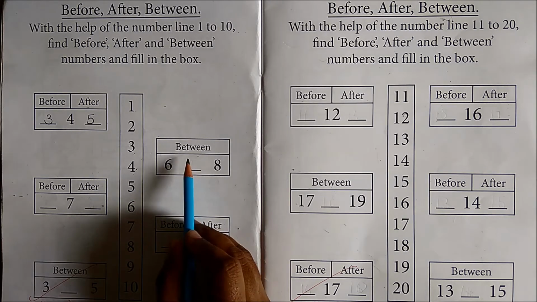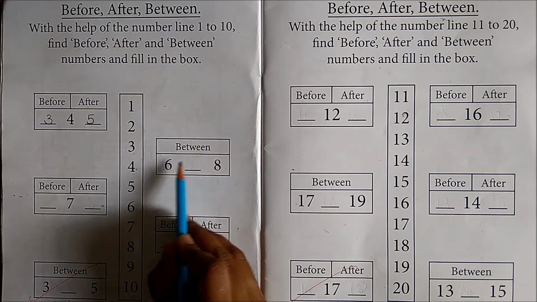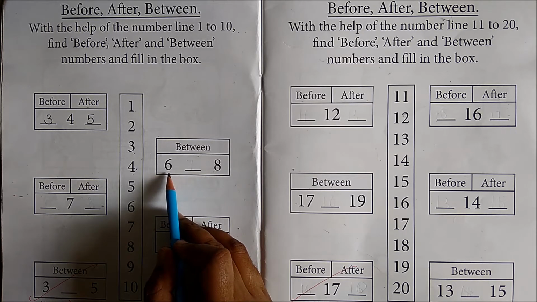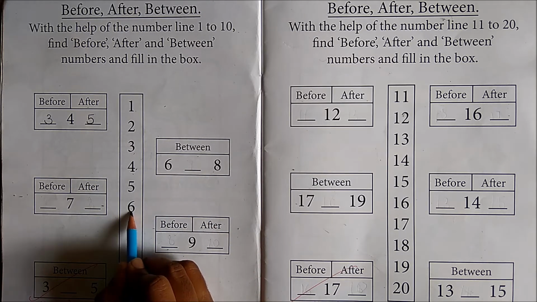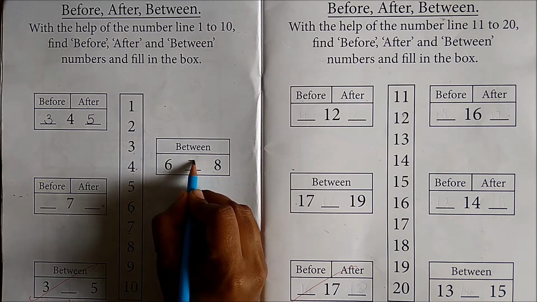Next one says between. Between means what comes in the middle of two numbers. So we have 6 here and we have 8. So what number is there between 6 and 8? Number 7. So we will write 7.